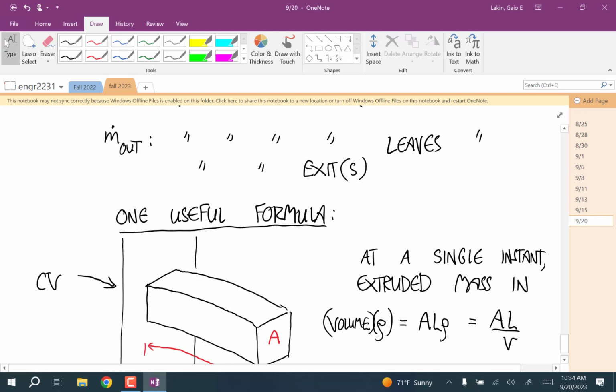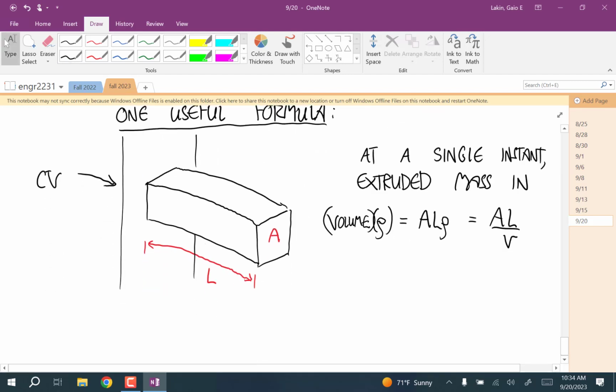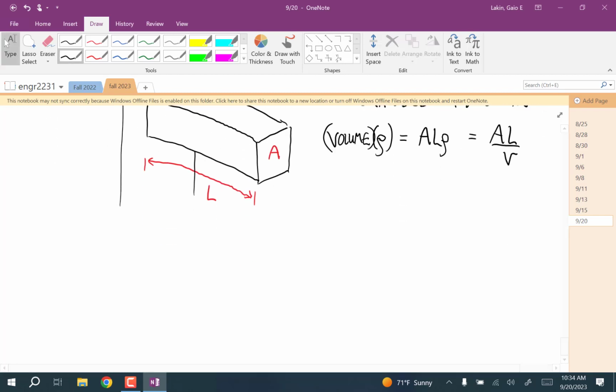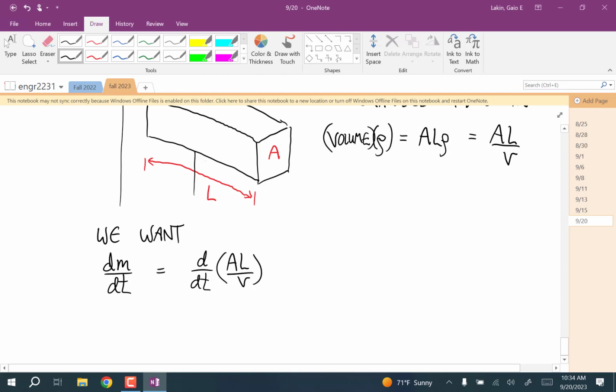Well, in this formula, we don't want the mass of that piece. We want the rate at which mass is coming out of this. So let's take the time derivative of this mass, okay? So what we want is dm/dt to fit into the mass balance equation. And so that's going to be d/dt of that area times the length divided by the specific volume.